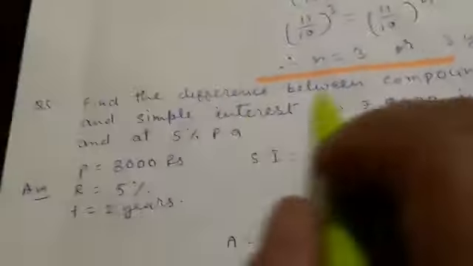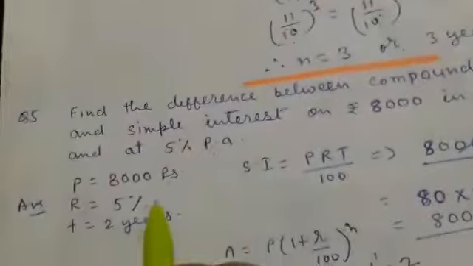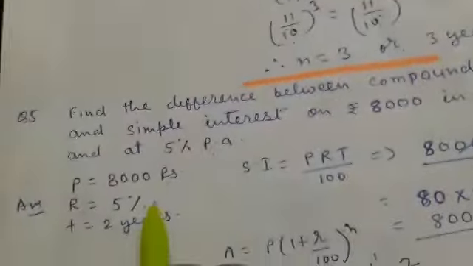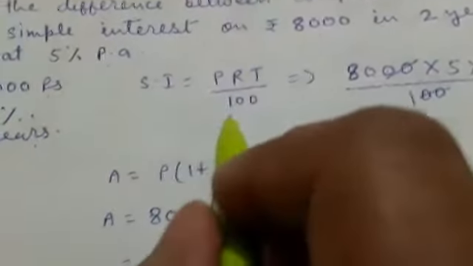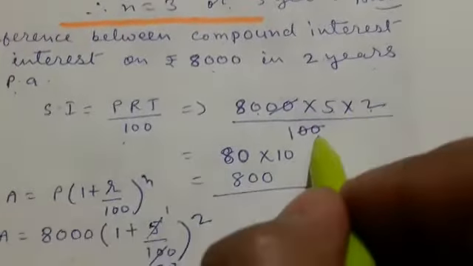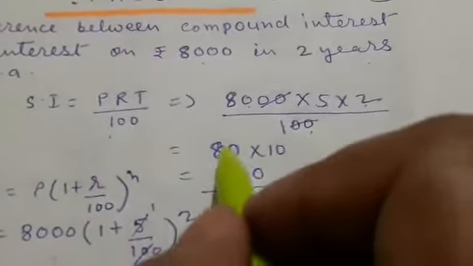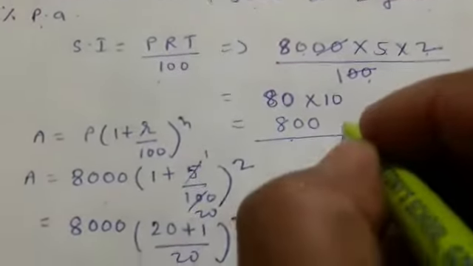Next question is, find the difference between compound interest and simple interest on rupees 8,000 in 2 years at 5% per annum. In this question, principal is given as 8,000, rate is given as 5%, time is given as 2 years. We have to find the difference between compound interest and simple interest. Let us first find the simple interest, PRT upon 100. P is 8,000, rate is 5%, and time is 2 years, upon 100. After simplifying, we'll get 80 into 5 into 2, that is equal to 800 rupees. This is our simple interest.